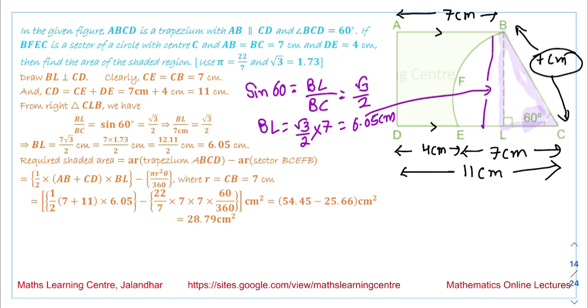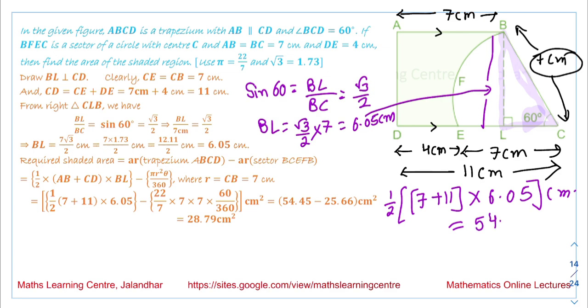Now we are talking about the area of the trapezium. The formula we have is half sum of the two parallel sides, 7 plus 11, into the height, 6.05 centimeter. This is the area of the trapezium. On solving this, you will get the answer as 54.45 centimeter square.